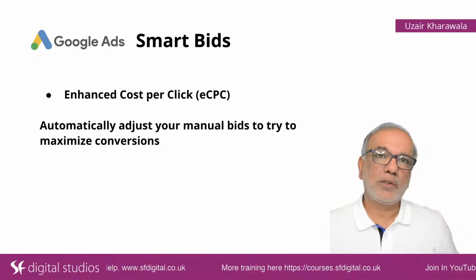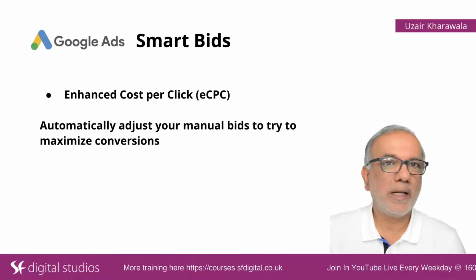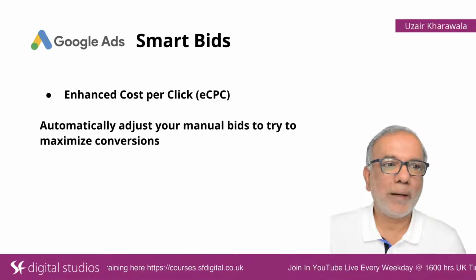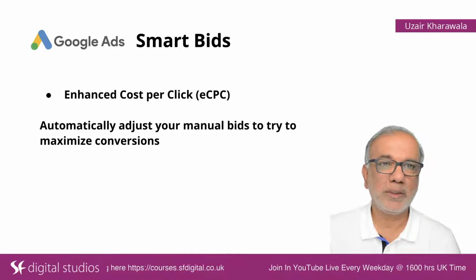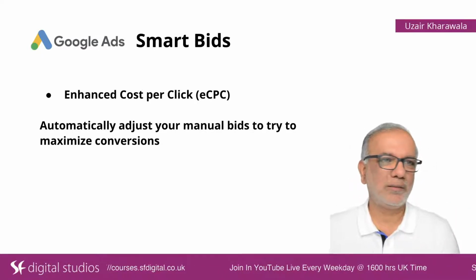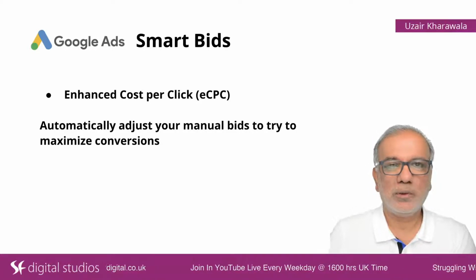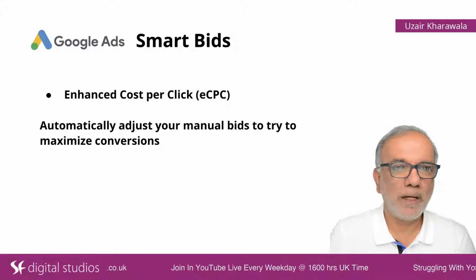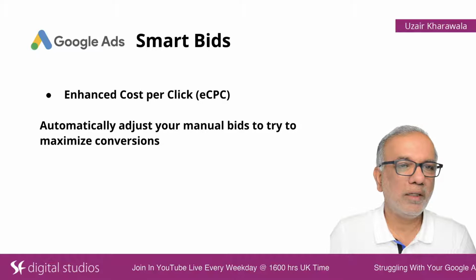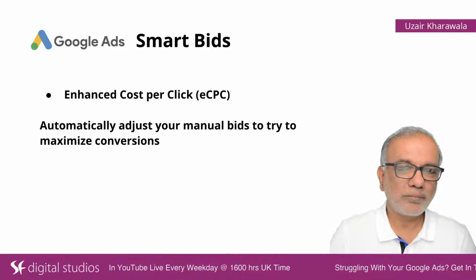eCPC, enhanced cost per click. This is where Google is going to increase bids when it thinks you are likely to convert, or reduce them when you are not likely to convert. But what you can also do is put a cap on the maximum CPC, because it can go and spend $200 a click, and you might think, oh my God, just one click has cost me my whole day's budget. So make sure that you do put in a maximum bid, because Google can quite easily go and spend that if in that niche the clicks are quite expensive.